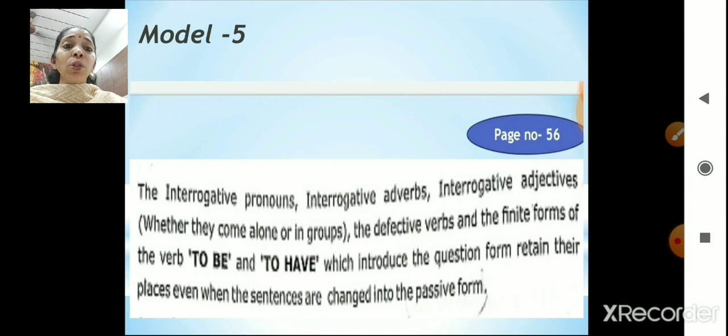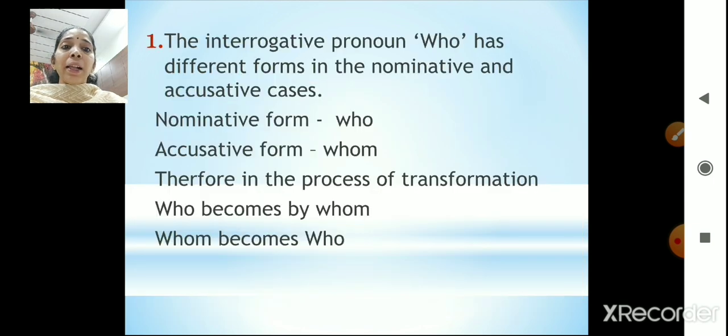Okay. So now, this is one more thing that you need to keep in mind. The interrogative pronoun who has different forms in nominative and accusative. Remember nominative? It is used for a noun or a pronoun which is the subject of a verb. And you remember the accusative form, which is used to show the direct object of a verb.